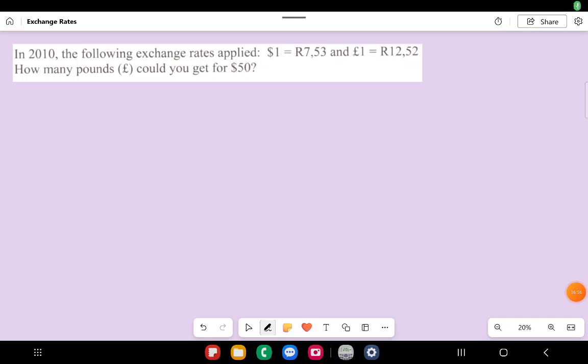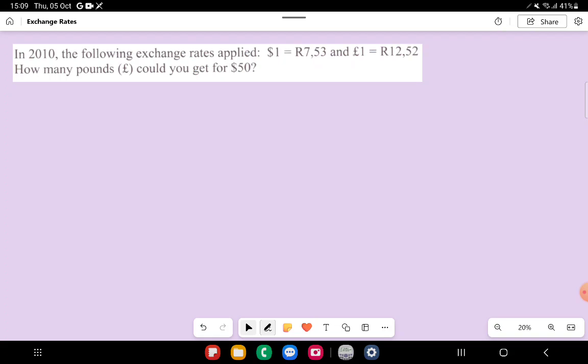Here's another question. In the year 2010, $1 was 7 rand 53 cents and 1 pound was 12 rand 52 cents. How many pounds could you get for $50? That's a good question. So now we've got 3 exchanges, right? And we now need to move from dollars to pounds. How are we going to do this?